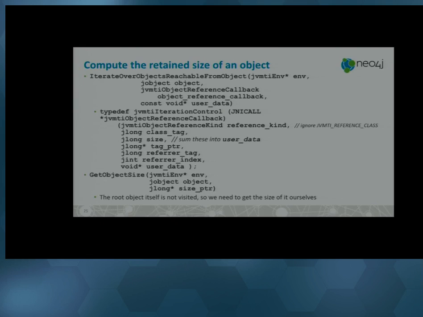So we also have to use get object size on that object, which is also available as a JVM TI method. In the callback function, we get the size handed to us, so we actually don't need to invoke get object size for each visited object. Instead, what we do is just take that size and sum it up into the user data field, or the user data pointer.